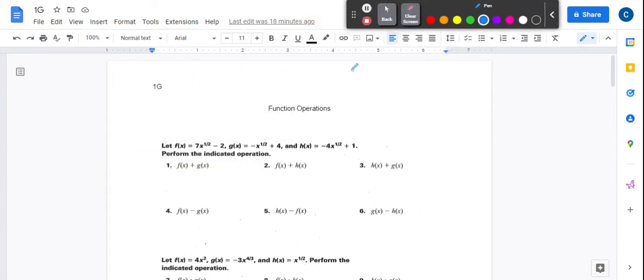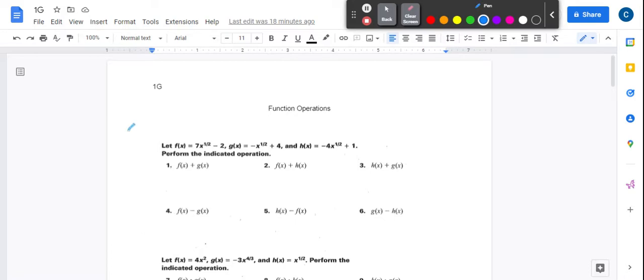Good afternoon. Back here doing our 1G note sheet, function operations. I'm not going to go over the first part too much. It's pretty simple. So we have f of x is equal to 7x to the 1 half power minus 2. g of x is negative x to the 1 half power plus 4. h of x is equal to negative 4x to the 1 half power plus 1.